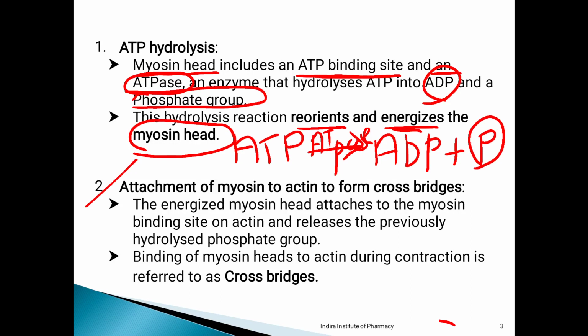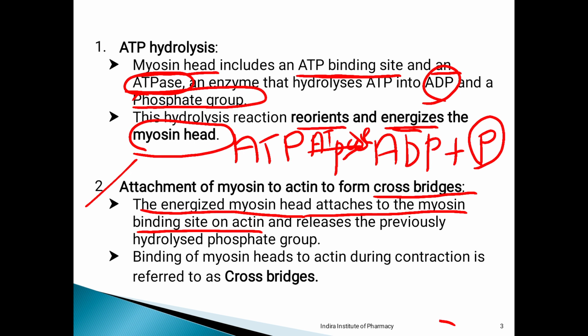Now we have a myosin head and there is a phosphate group. So this myosin head is full of energy. Next is attachment of myosin to actin to form cross bridges. The next binding site is the actin binding site. This energized myosin head attaches to the myosin binding site on the actin filament. So myosin head will go and bind to their site.